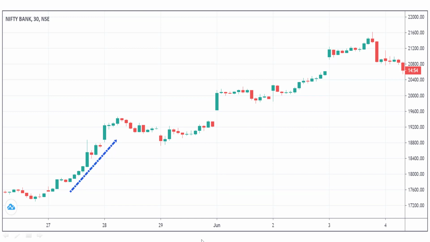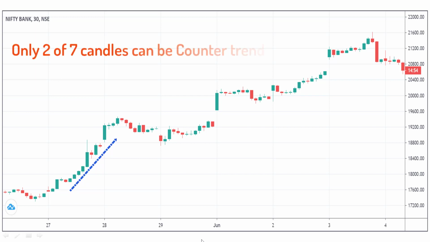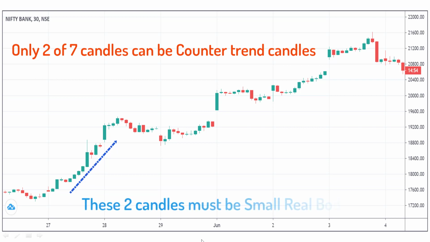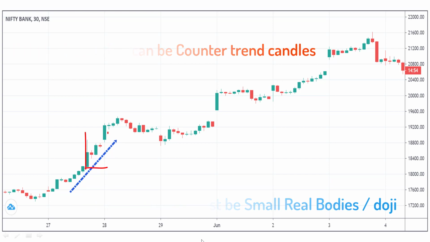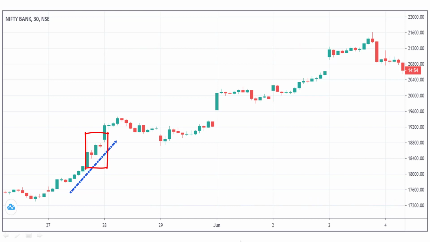Number 1 is, out of these 7 candles, only 2 candles can be counter trend candles. If there are more than 2 candles, it's not a valid pattern. And number 2 is, both of these counter trend candles must be small real body candles. In our example here, we see only 2 bearish candles and both of them are small real body candles as well. So we can take this as a valid trend continuation pattern, and the trend did eventually continue.